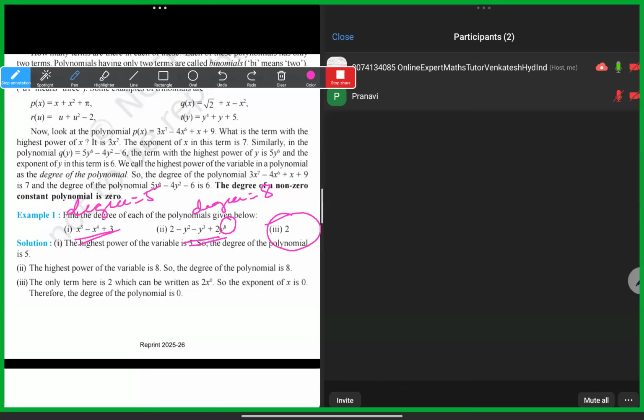And here this is a constant polynomial. There is no variable. So 2, we can write 2x power 0. So the degree is equal to 0. We should not write 2 power 1 as the degree, because we should write the degree only from the variable power. So there is no variable, and we can write x power 0. So the degree of a constant polynomial is 0, and the degree of a zero polynomial is not defined.